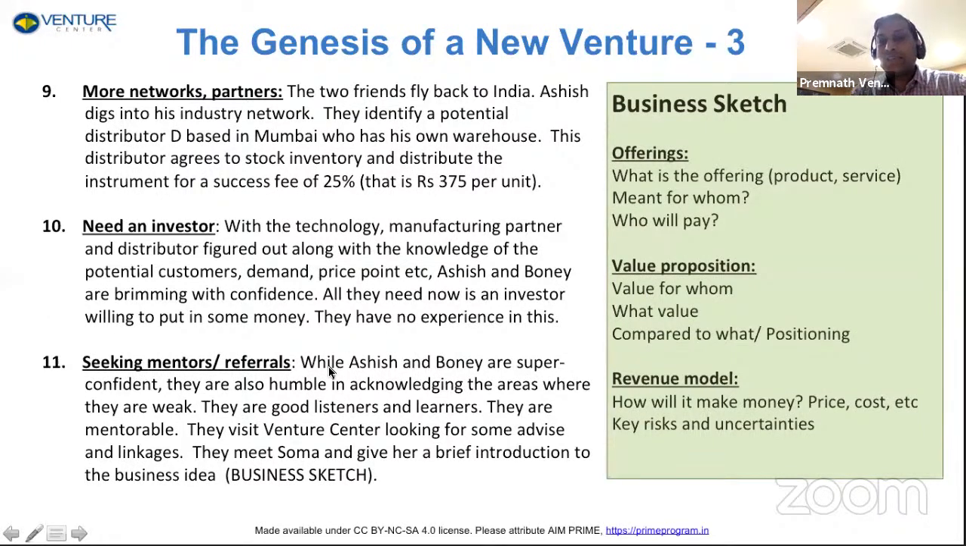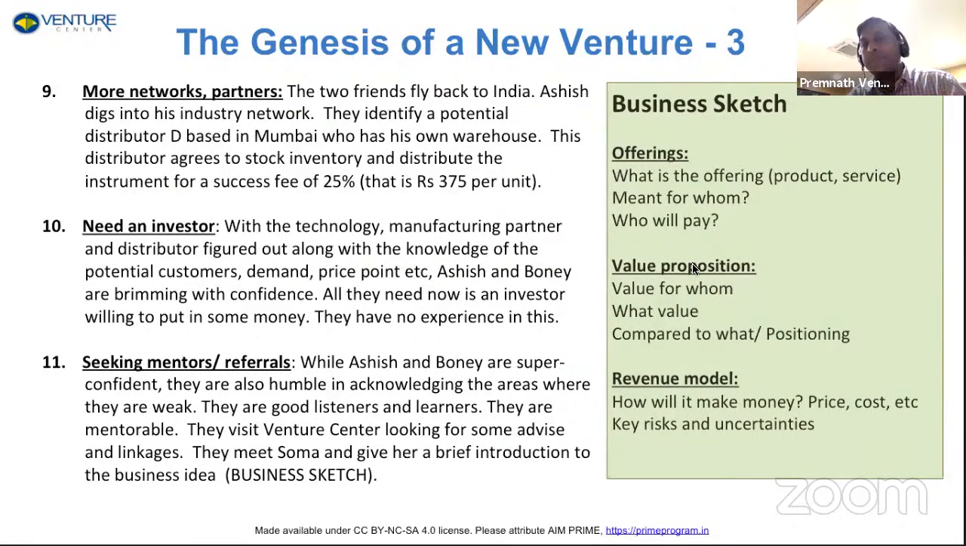They visit the venture center looking for some advice and linkages, and they meet my colleague Shoma and give her a brief introduction to the business idea, right? And this business idea doesn't have all the details, doesn't have the full business plan, because they only need to work on the essentials. So they talk about this, which I've written here as a business sketch. They say, here are my offerings. This is what we're going to offer as a company, which is product X. It's meant for whom? I'll explain that to you. They say who will pay for it, right? They're identifying the customer who's going to pay for it.